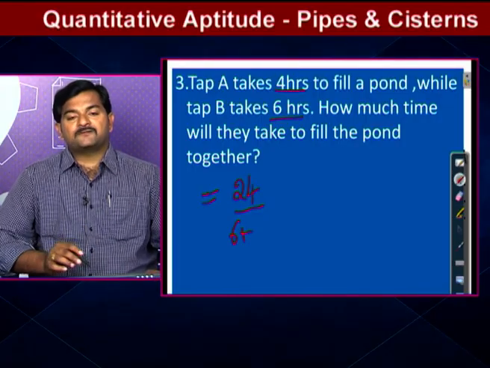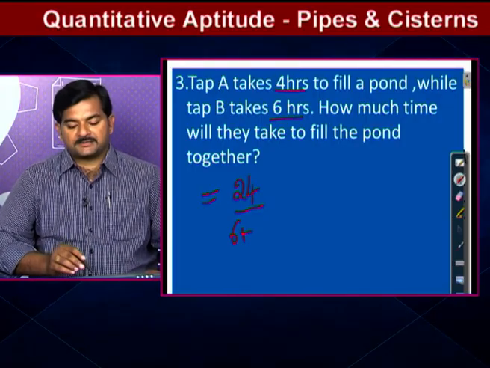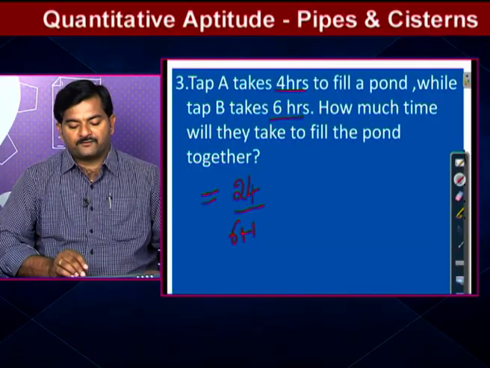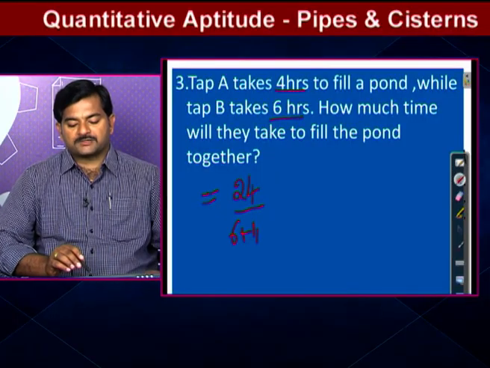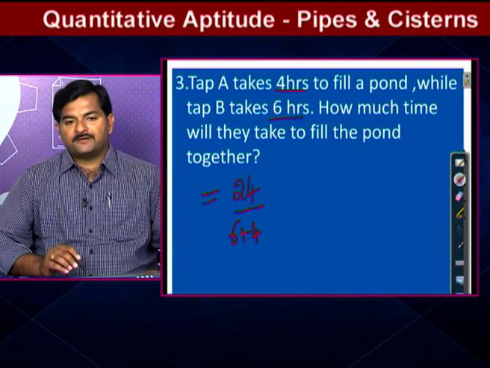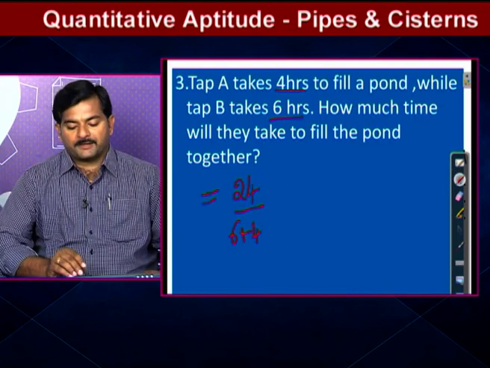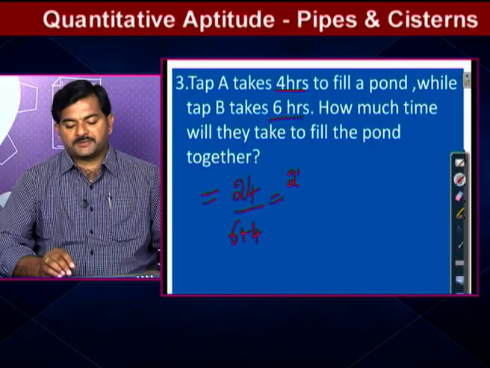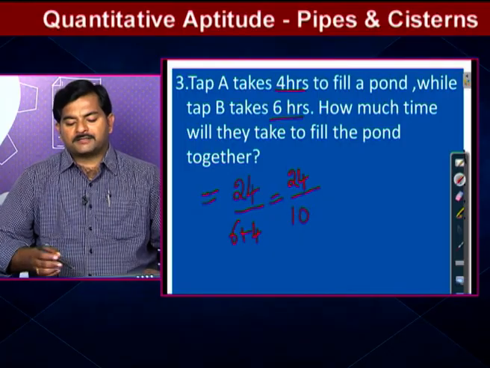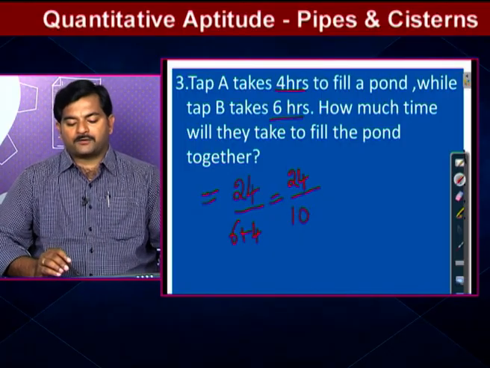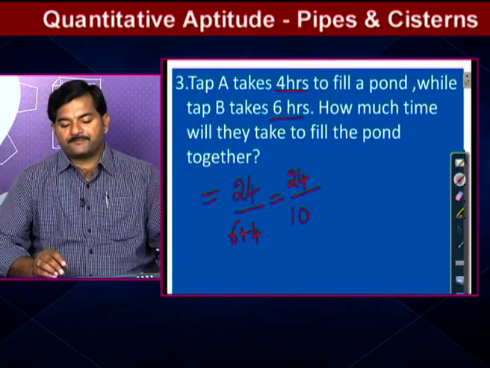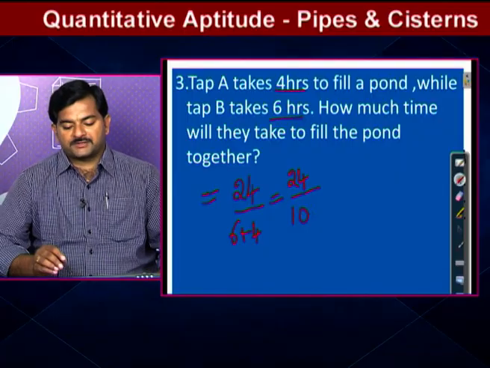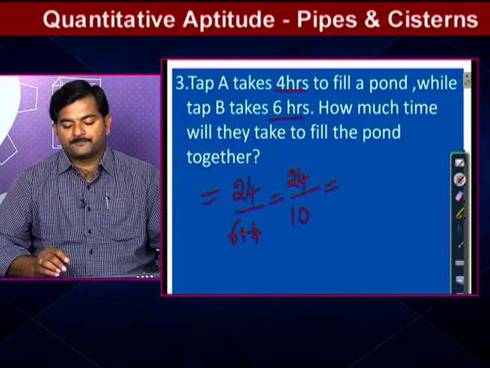Similarly, the second one is what? 6 hours. 6 1s are 6, 6 4s are how much? 24. So 24 by 6 plus 4, that is 10. 24 by 10. Here you can simply take 2.4, or if you say it in terms of a mixed fraction, what can you write here?